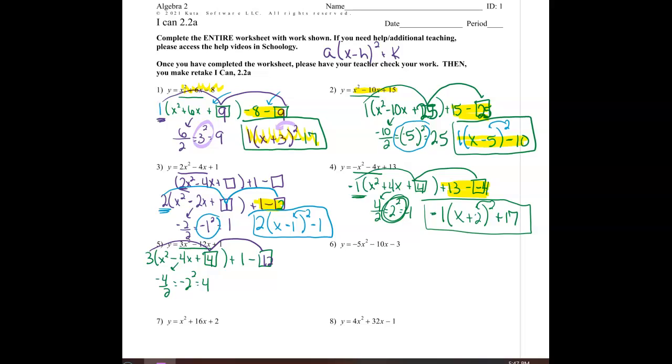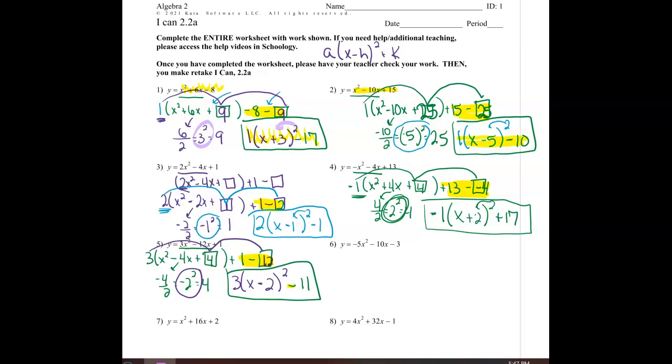So now for vertex form, a is 3, it'll be x plus the squared, and I'll put a -2 in there, so -2. And then when I go for my k, 1 take away 12 is really minus 11. And now I have it in vertex form.